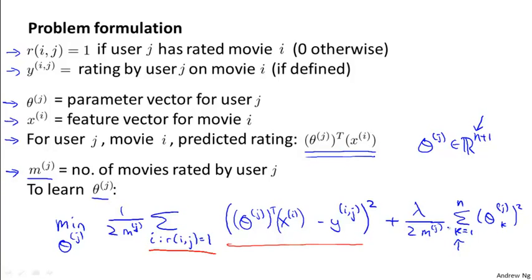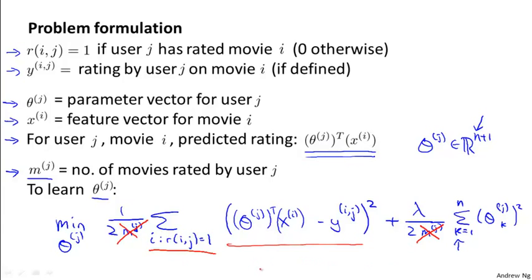So if you minimize this as a function of theta j, you get a pretty good estimate of a parameter vector theta j with which to make predictions for user j's movie ratings. For recommender systems, I'm going to change this notation a little bit. To simplify the subsequent math, I'm going to get rid of this term mj. That's just a constant, right? So I can delete it without changing the value of theta j that I get out of this optimization.